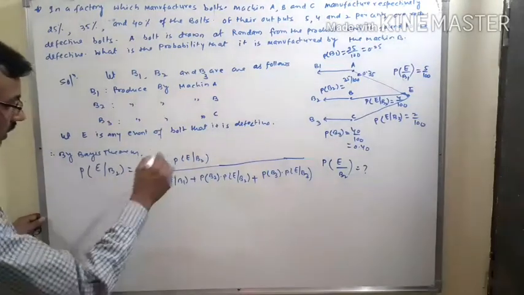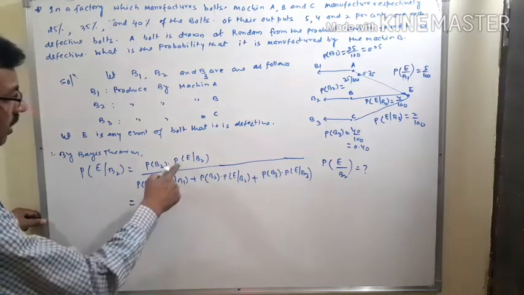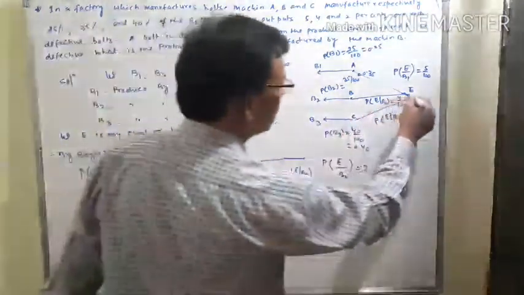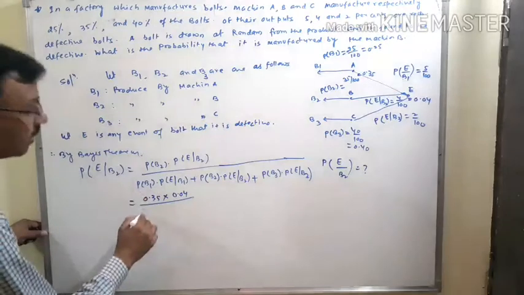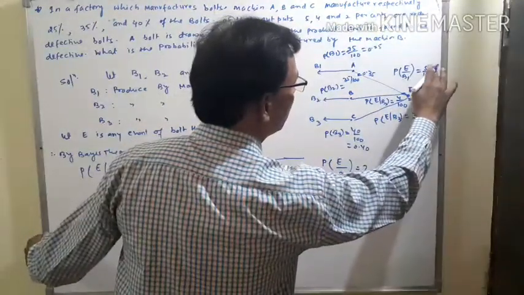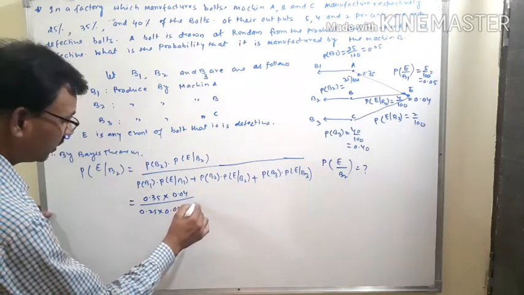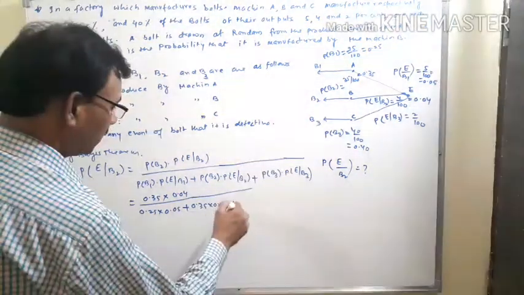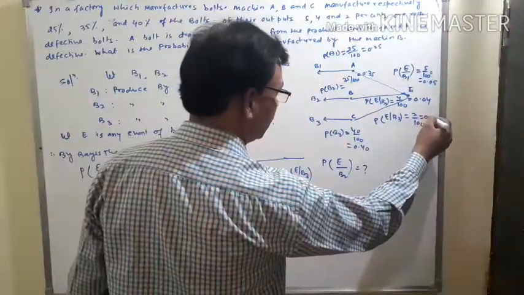Now putting the values: P of B2 means 0.35 into P of E slash B2, that will be 4 upon 100, that means this will be 0.04, whole upon P of B1, this is 0.25 into P of E slash B1, this will be 0.05, plus 0.35 into 0.04 plus P of B3 means 0.40 into P of E slash B3, this will be 0.02.